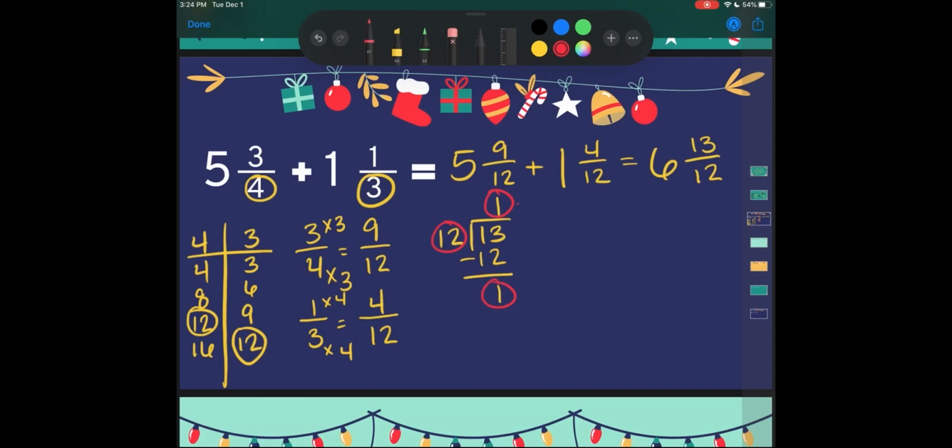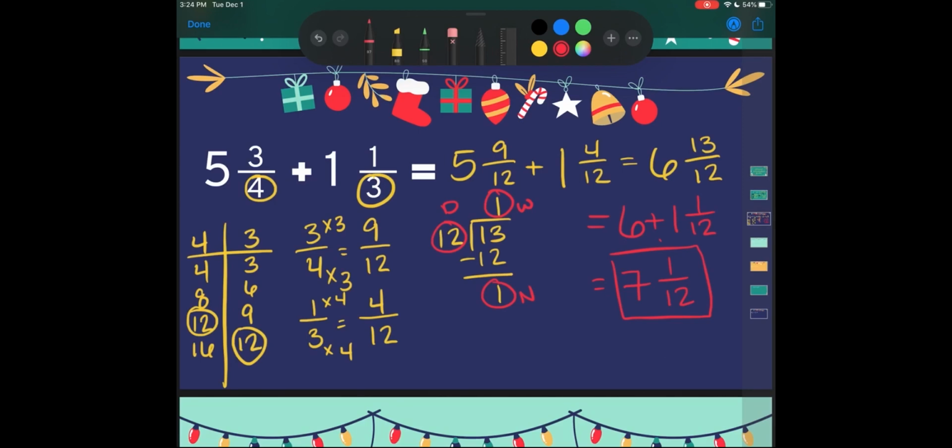Since 12 went into 13 one whole time, that's my whole number. My remainder is now my numerator. My denominator stayed the same. So now, instead of it being 6 13/12, it's now 6 1 1/12. Now I just put my whole numbers back together again. 6 plus 1 is 7. So I end up with 7 1/12 as my final answer.